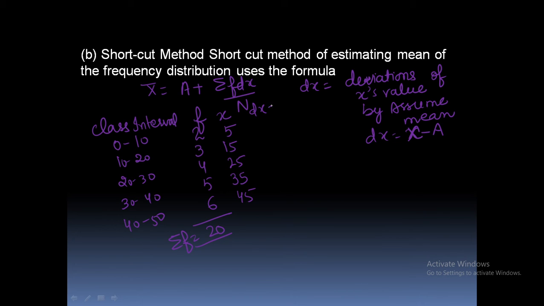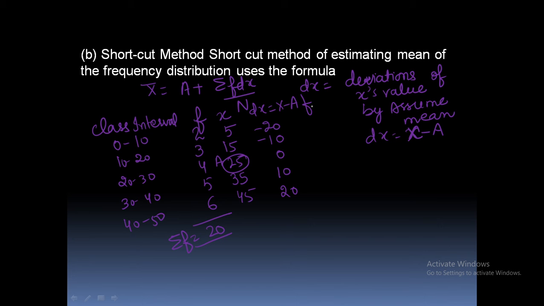Now find out dx, that is deviations. x minus a. We take here a as 25, that is the assumed mean. 5 minus 25, that is minus 20. 15 minus 25, that is minus 10, 0, 10 and 20.